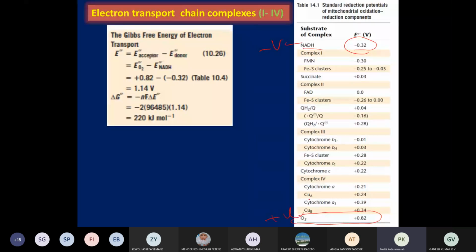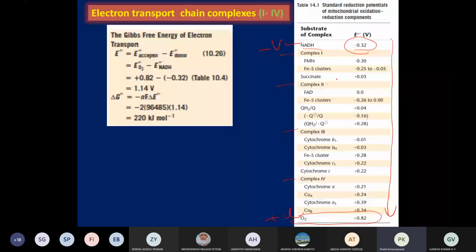You can see here complex 1, complex 2, complex 3, and complex 4. Complex 1 is more negative than complex 2, complex 2 is more negative than complex 3, and complex 3 is more negative than complex 4, and so on. So all these electron transport chain complexes are arranged from negative to positive, which facilitates the unidirectional electron transfer. The more negative the complex, the more easily it can lose the electron.